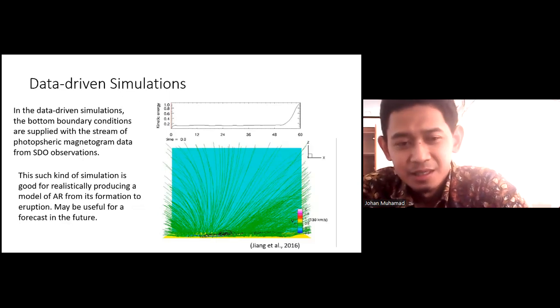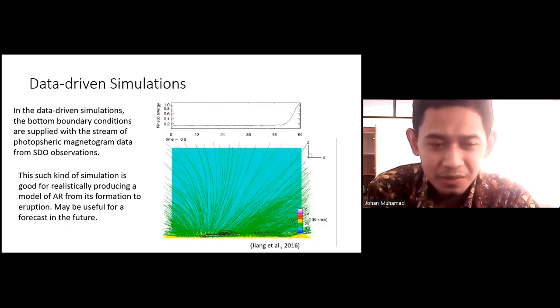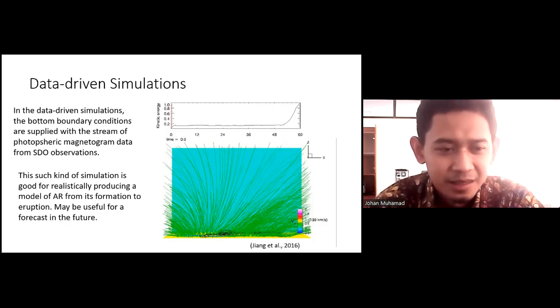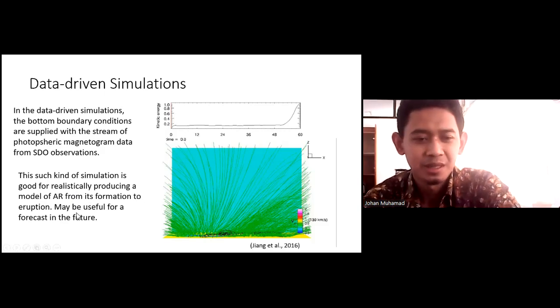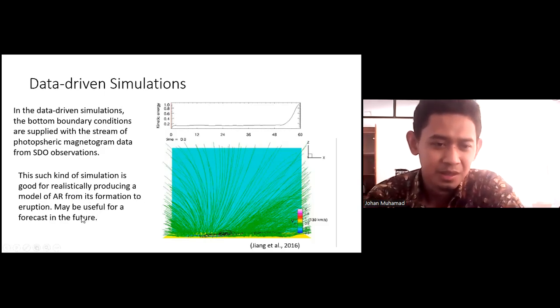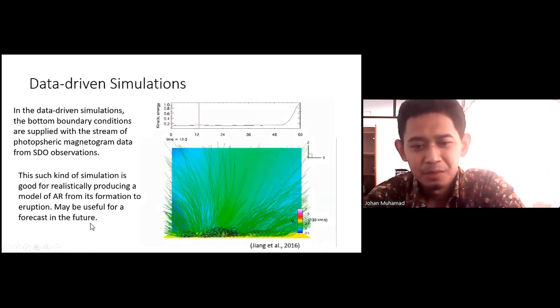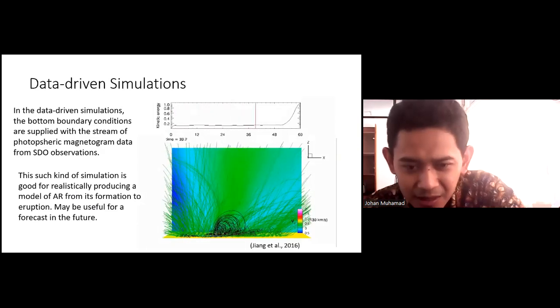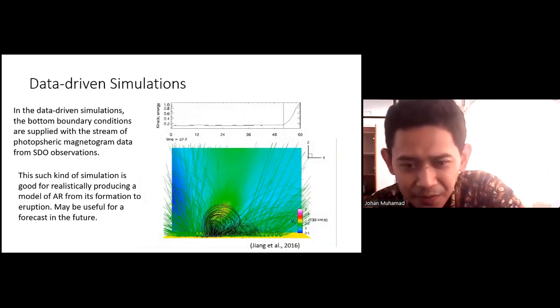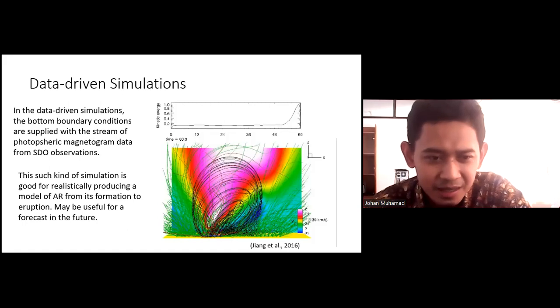So they supply the boundary conditions with the observational data. This kind of simulation is good for realistically producing a model of an active region from its formation to eruption, and it's also useful for forecasting in the future. For example, this is from Jiang et al. 2016. They changed the boundary condition at the bottom of their simulation box every, I don't remember, maybe 5 minutes or something, with the observational data, and they claim that they can make an eruption from that data-driven simulation.